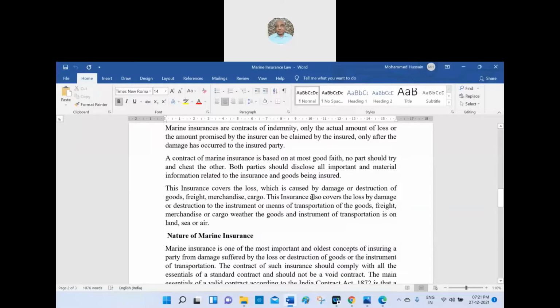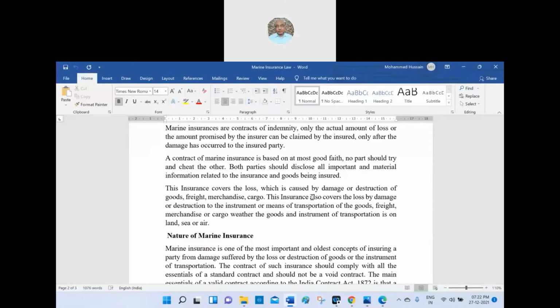So a contract of marine insurance is based on utmost good faith. I already told you, uberrima fides, that is utmost good faith. They have to reveal to each other open-heartedly regarding the goods, and the insurer should say what type of insurance he is going to make and the insured is going to buy. So all these conditions should be made very clear. No party should try to cheat the other. Both parties should disclose all important and material information related to the insurance and the goods being insured.